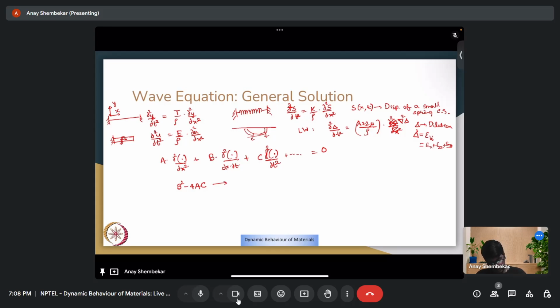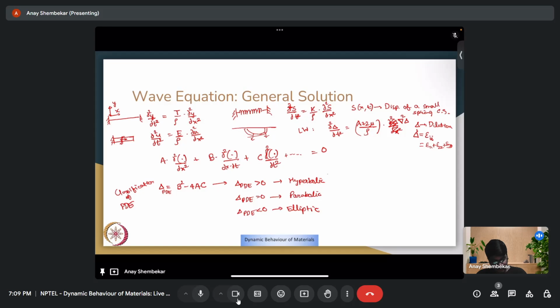I'll write this as delta PD. If delta PD is greater than 0, we call this a hyperbolic equation. Delta PD equals 0, we call it a parabolic equation. Delta PD less than 0, this is an elliptic equation. So this is a general classification of PDEs. And why is this important or relevant to our discussion?